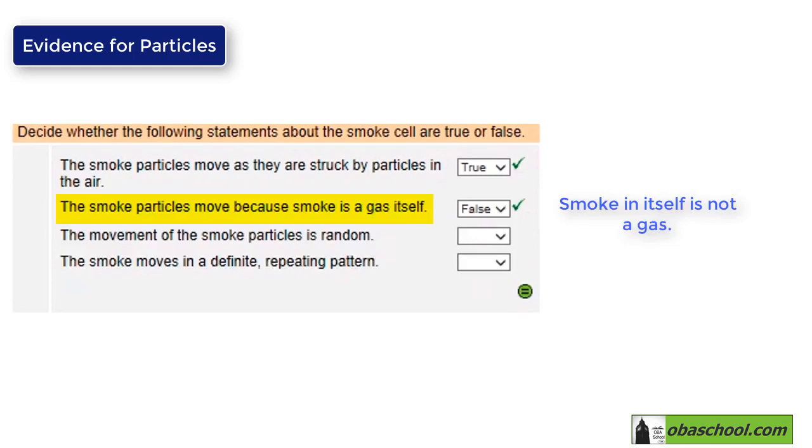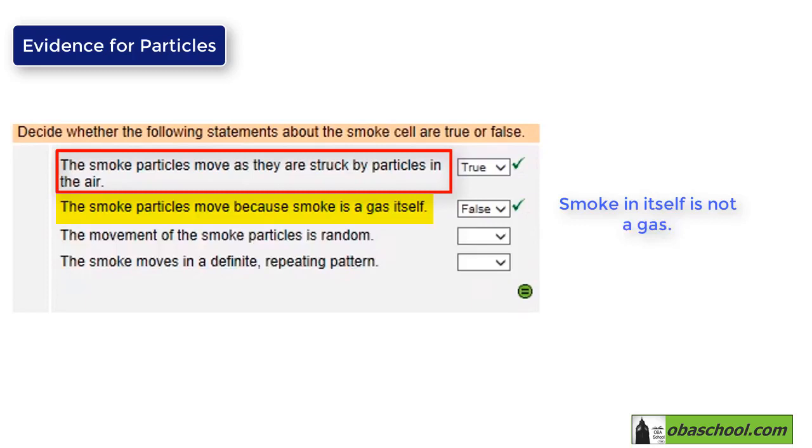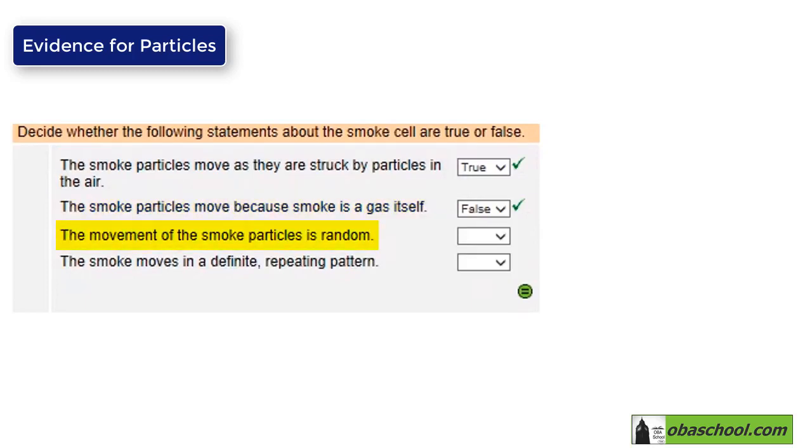But we just said that those smoke particles move because they are struck by particles in the air. The movement of the smoke particles is random. True or false? Excellent, that is true. The smoke particles are struck by particles in the air, and these particles have a random movement. So consequently, the movement of the smoke particles will also be random because they are struck by the gas particles themselves.